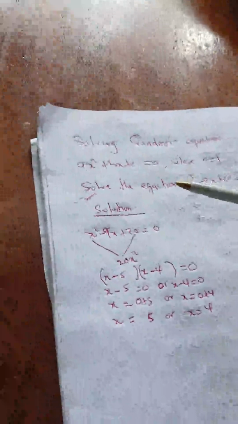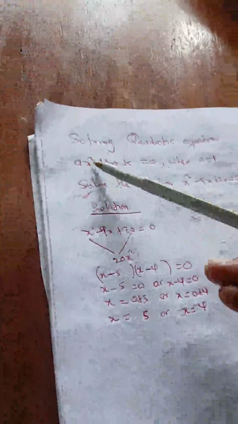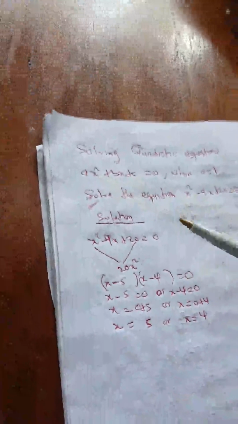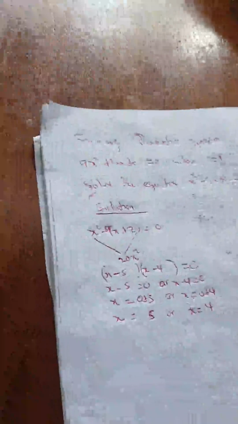So basically, that's how we solve a quadratic equation where the coefficient of x squared is equal to 1. Remember, we only use this short method if and only if the coefficient of x squared is 1. All right, let's consider another example.